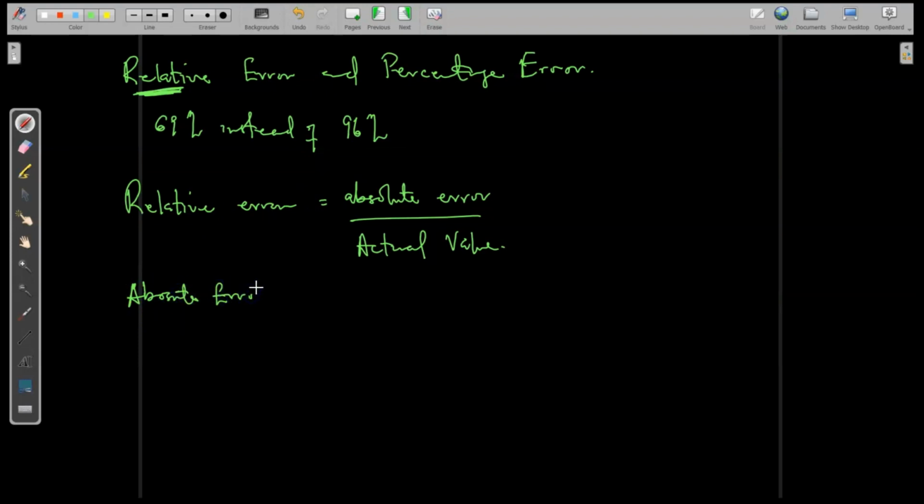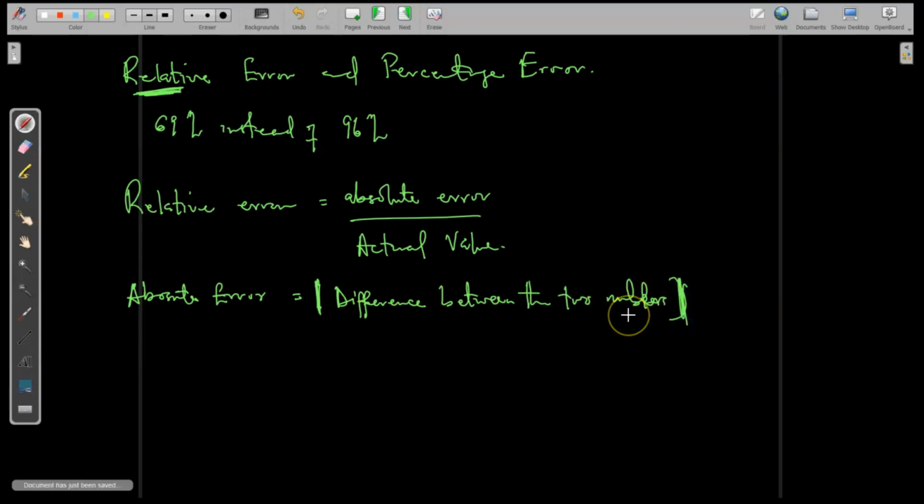Now, absolute error is simply the difference. This is a symbol for the absolute sign. It's just 2 bars. So the difference between the two numbers. That is what we classify as the absolute error. We put it in between an absolute sign.